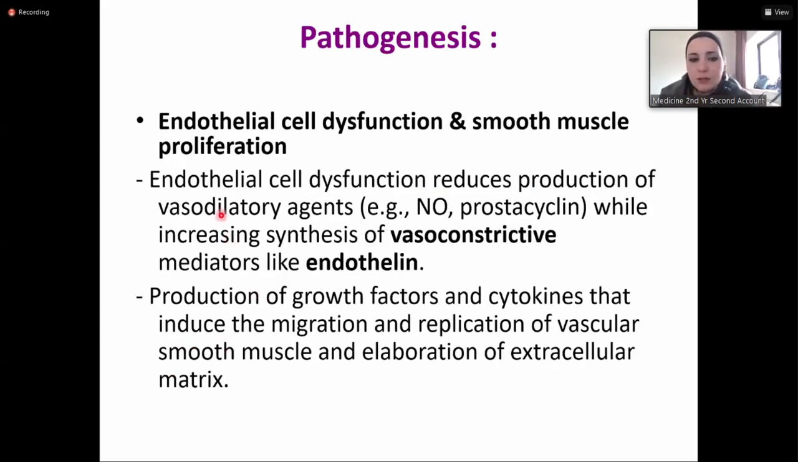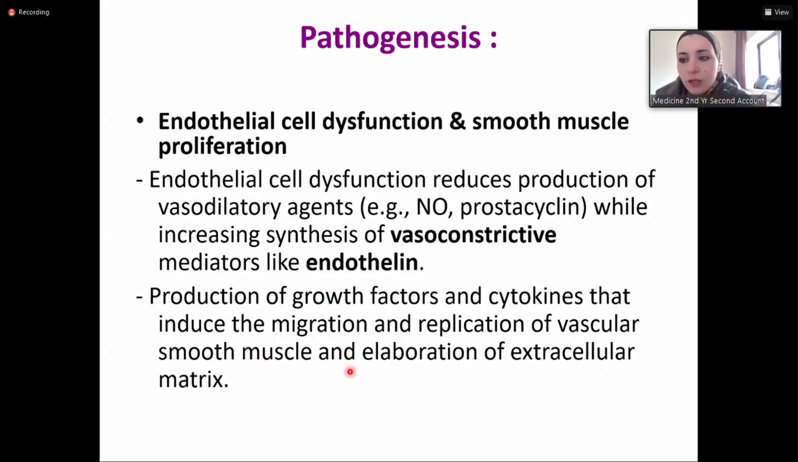Pathogenesis, ايش اللي بصير؟ بصير في عندهم defective endothelial function and smooth muscle proliferation. Endothelial cells will be abnormal. They do not produce nitric oxide and prostacyclins. فما بصير في عندي enough vasodilatation. These blood vessels will have vasoconstriction. Reduction of growth factors and cytokines that induce migration, replication of the vascular smooth muscles, elaboration of extracellular matrix.